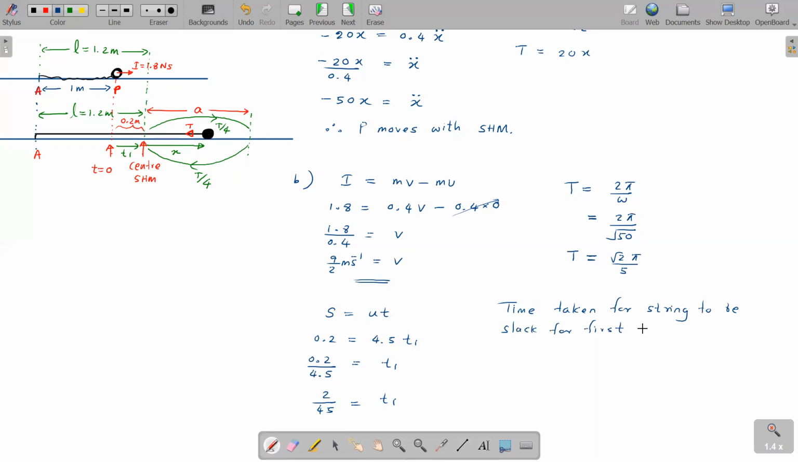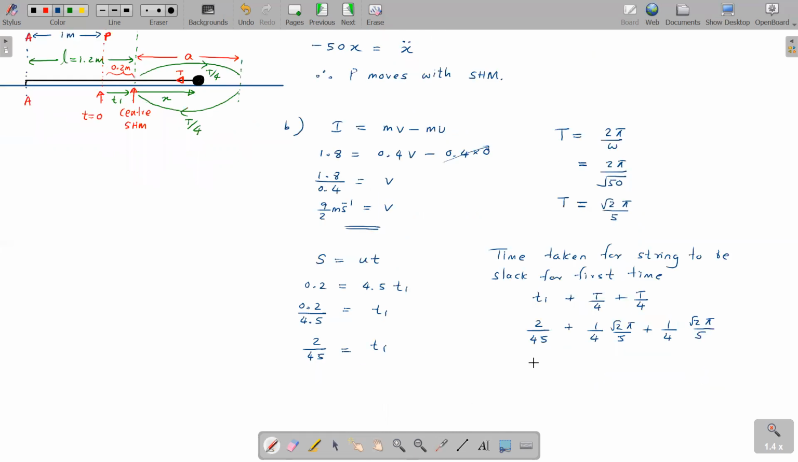The time taken for the string to be slack for the first time is the time T1 plus part of the periodic time plus another part of the periodic time. Are you with me? So T1 is 2 over 45, plus 1/4 of root 2 pi over 5, and again another quarter of the periodic time, root 2 pi over 5. You could have even added these two and written T over 2. Even that would have been fine.